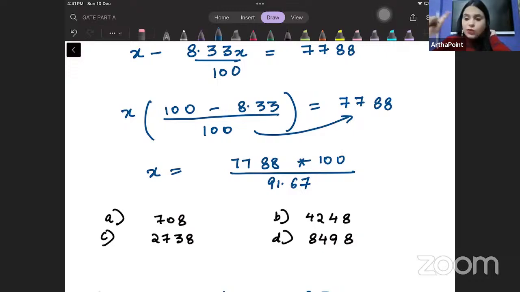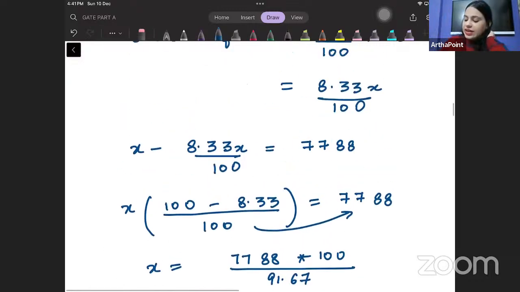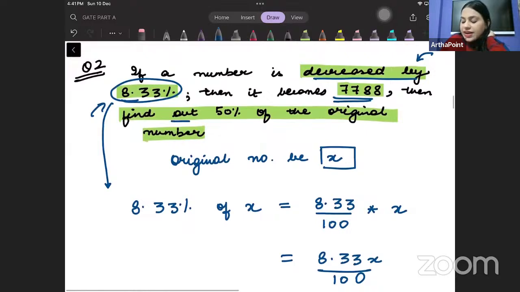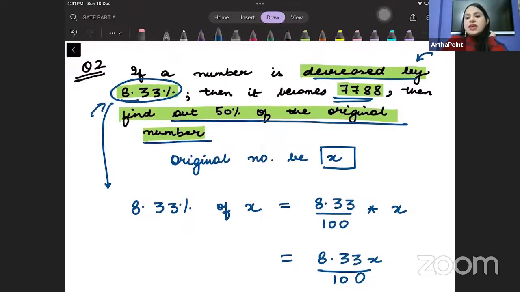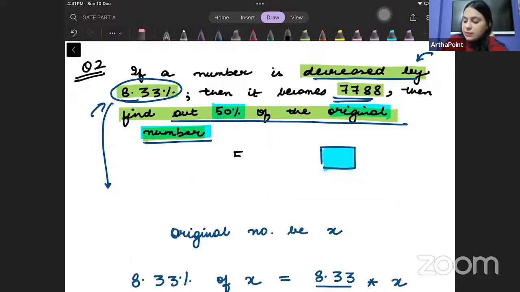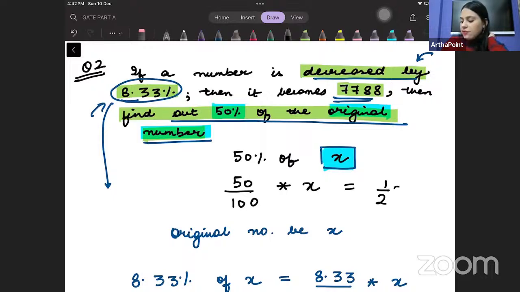But it is not asking you to find x. X नहीं निकालना है. क्या निकालना है बेटा? It is saying find 50% of this x. क्या निकालना है? 50% of the original number. 50% of x. So बेटा 50% माने क्या हो गया? So 50% कैसे निकालेंगे? Convert this in fraction. 50 by 100 of की जगह पे multiplication x. So बेटा this will be half of x.